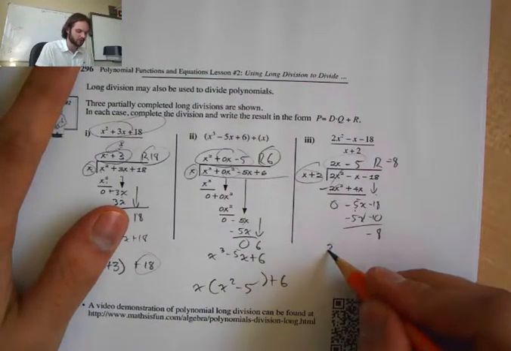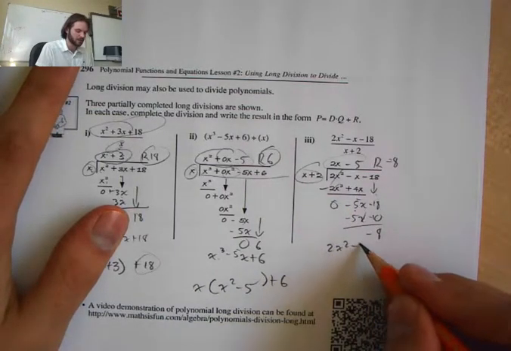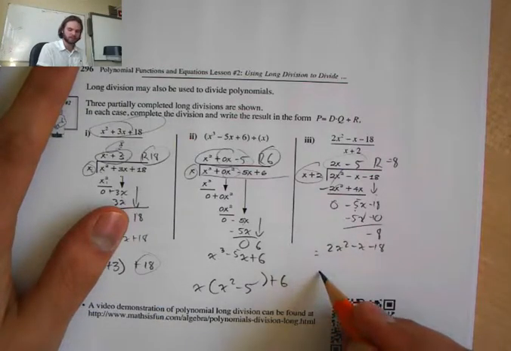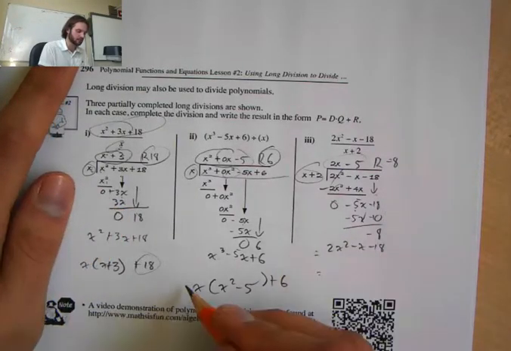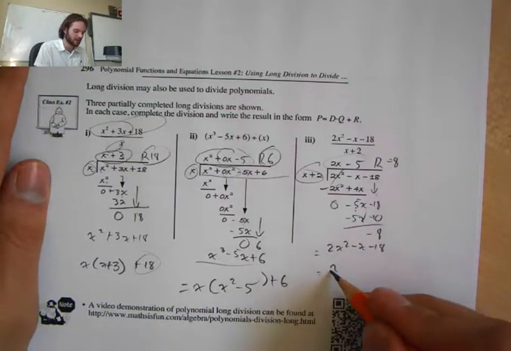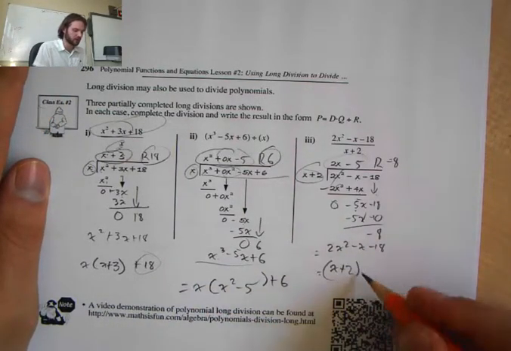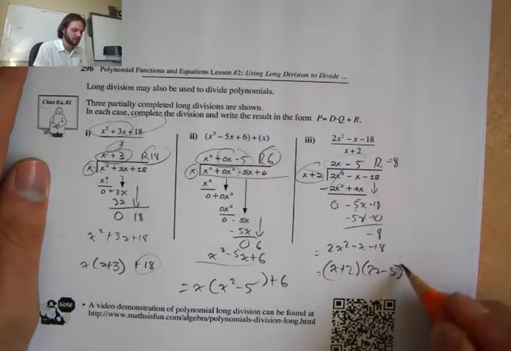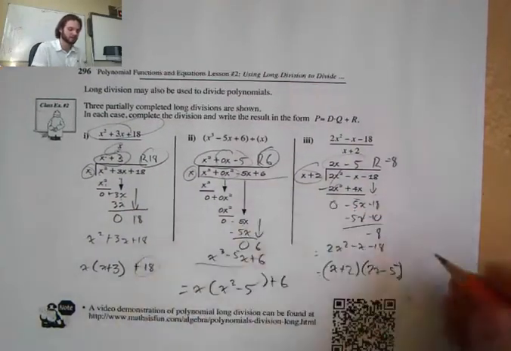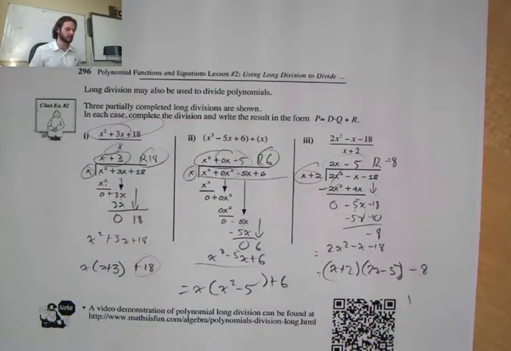First of all, we have 2x squared minus x minus 18. How can this be simplified? This is the same thing as x plus 2 multiplied by 2x minus 5, plus, in this case, subtracts this negative 8. Subtract 8. And that's it.